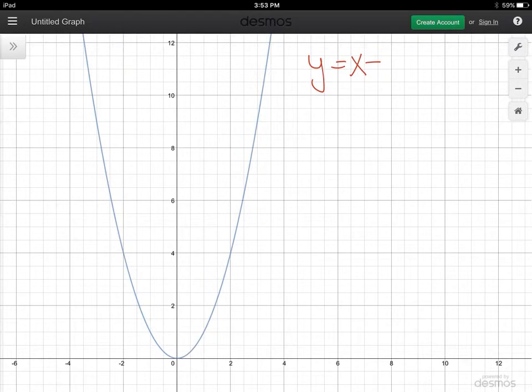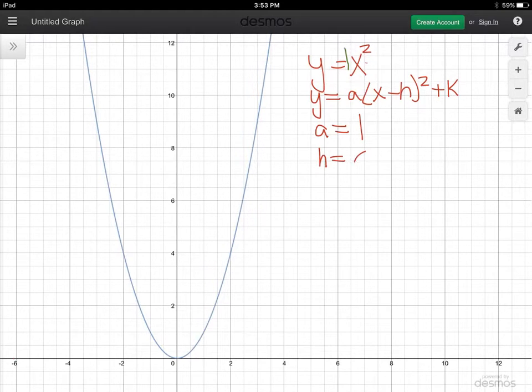y equals x squared is our base parabola. It's the general one, the one that we can always reference back to. If we look at the vertex form, y equals a(x minus h) squared plus k, we're going to notice that a is equal to 1. Whenever there's nothing written in front of a variable, there's always a coefficient of 1. So a equals 1.